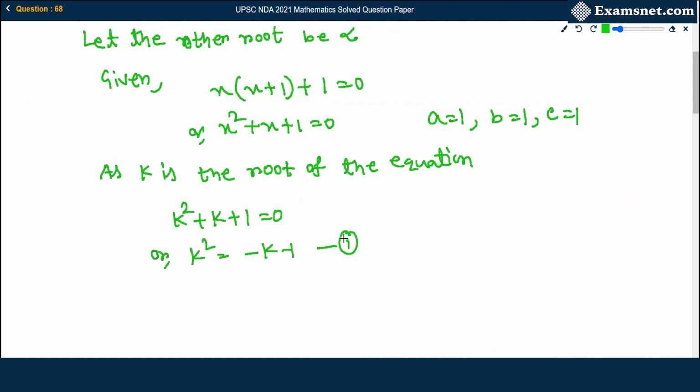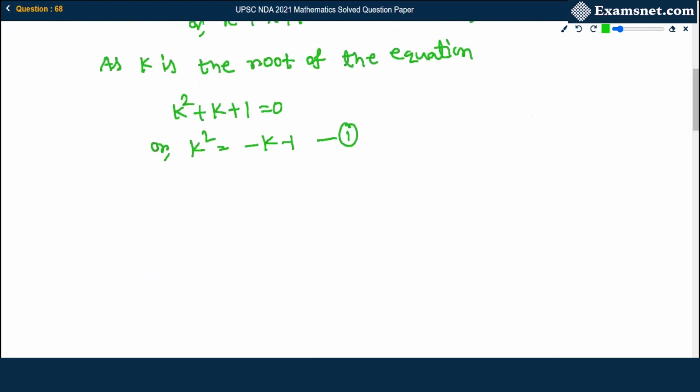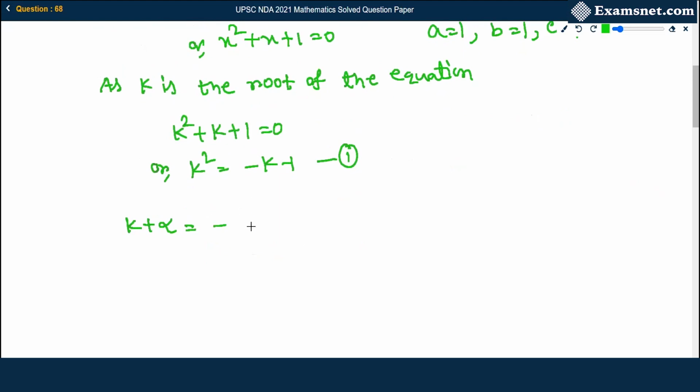Let's name it equation number 1. Now the sum of the roots, so that means k plus alpha will give us the value of minus b by a. Here b is 1, a is 1. So minus 1 by 1, minus 1. Now look, I can write alpha as minus 1 minus k. So minus k minus 1.